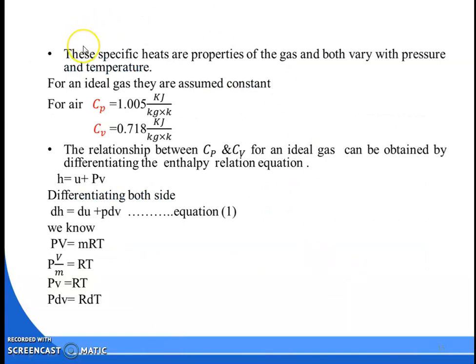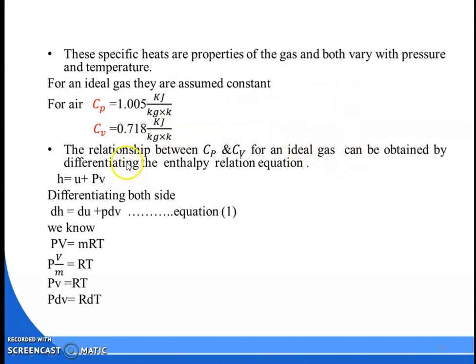Okay. Then these specific heats are properties of a gas. Both vary with pressure and temperature. For an ideal gas, they are assumed constant. For air, Cp is equal to 1.005 kilojoule per kg Kelvin. For air, Cv is equal to 0.718 kilojoule per kg Kelvin. For air, what is R? R is equal to 0.287 kilojoule per kg Kelvin.